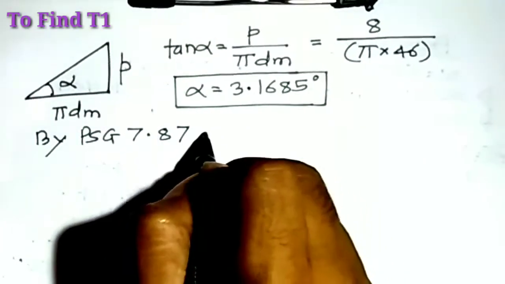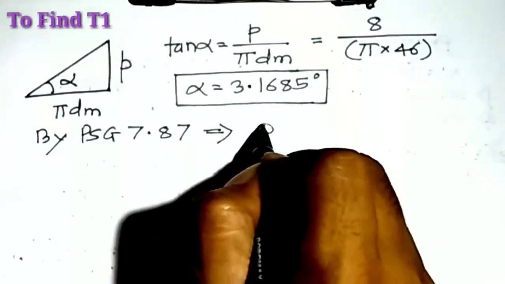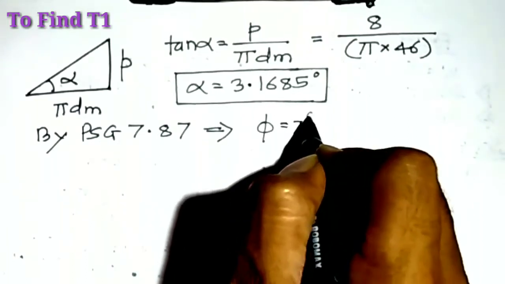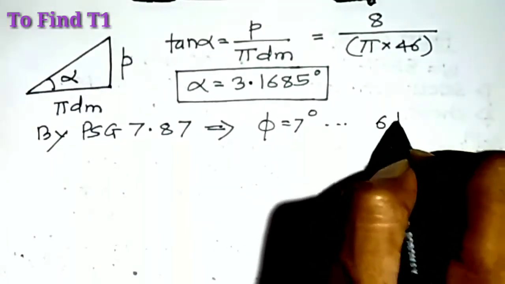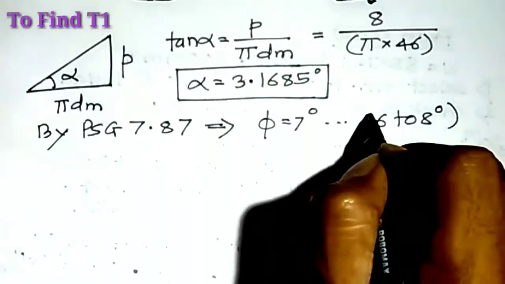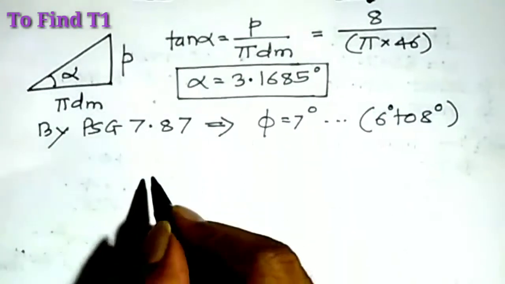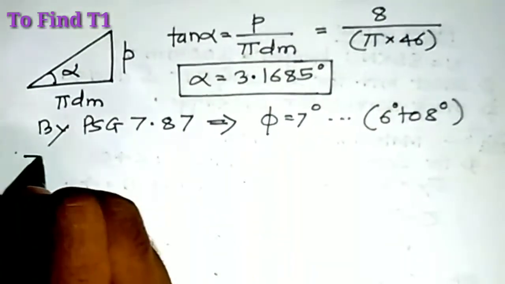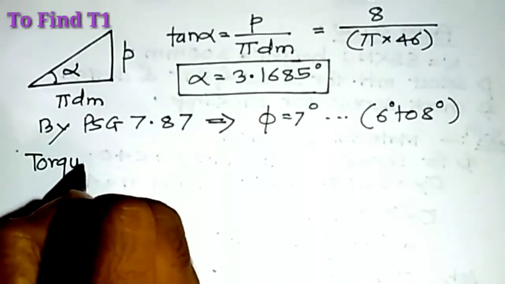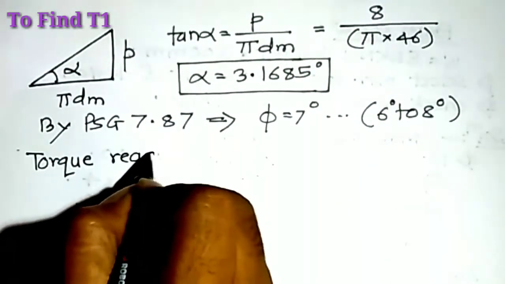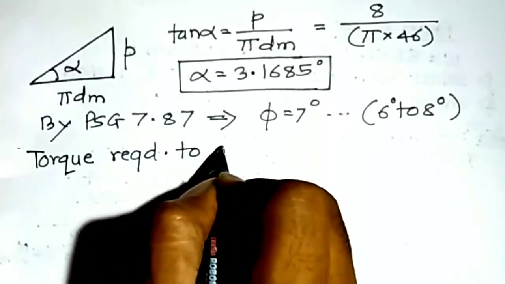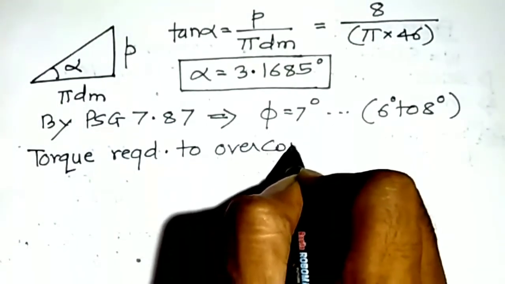Now from PSG 7.87, we also need a frictional angle. So this is the helix angle, and the frictional angle is also required to calculate the torque required to overcome friction at screw. From PSG 8.78, the value of phi is between 6 to 8 degree. We can see it from PSG. So here we will take it as 7 degree.